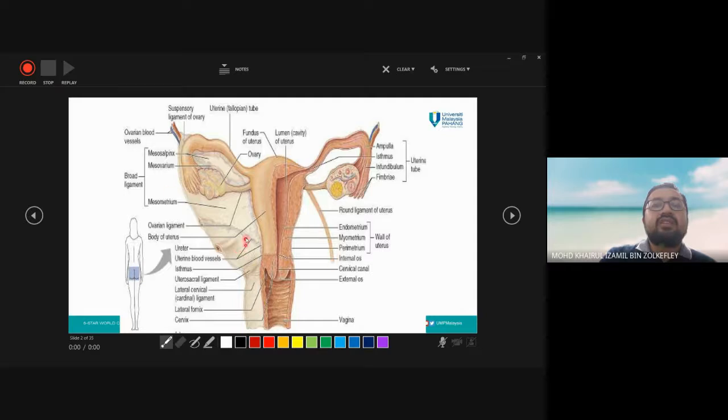So all of these ligaments are actually very important to hold the position of the uterus, because we've got a term. Maknanya uterus tu dia jatuh, dia tak hold position. Bila muscle ataupun ligament yang hold tu lemah di keliling tu, uterus tu boleh prolapse. Kita panggil uterine prolapse. Jadi uterine prolapse ni kita panggil emergency cases, kes yang berbahaya, dan kita kena acute management.